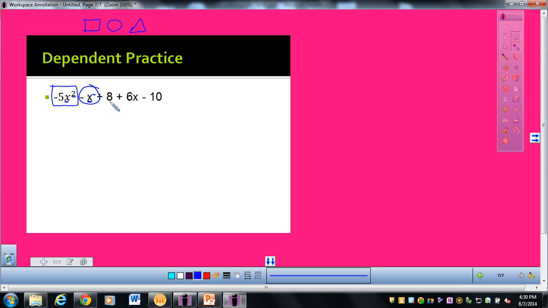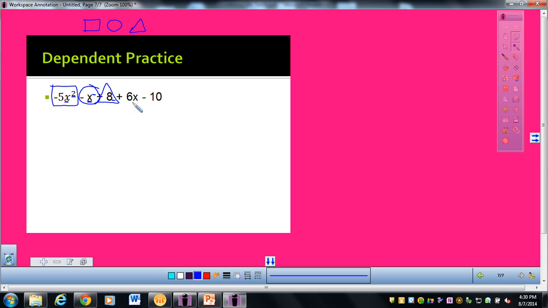The next thing I'm looking at right here is 8. And notice how they're all separated by operations. The 8 does not have a variable here, which means, again, I have another different one. So I'm going to put another shape here. So now I have 3 different things here. And I'm moving on to the next.